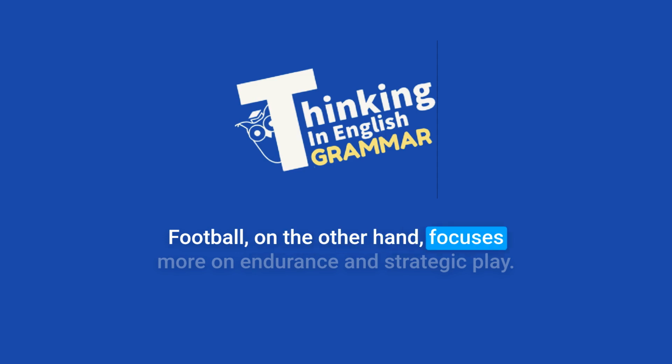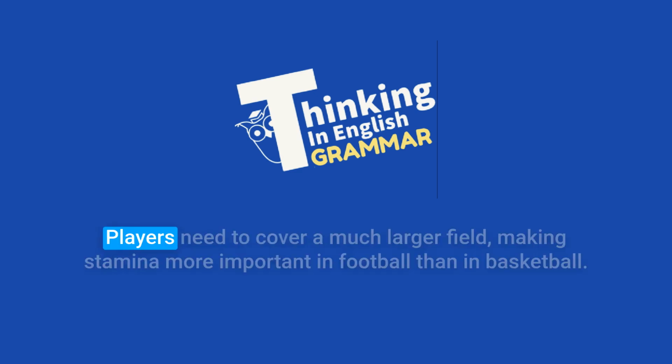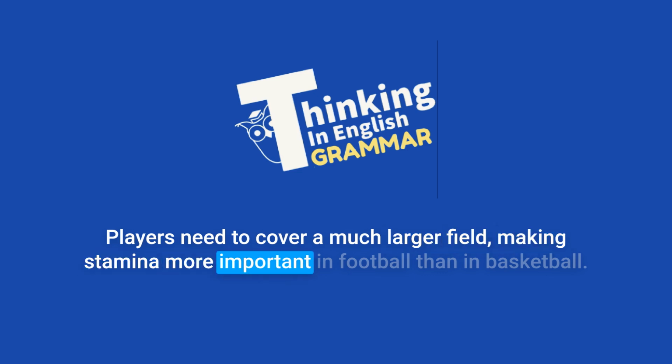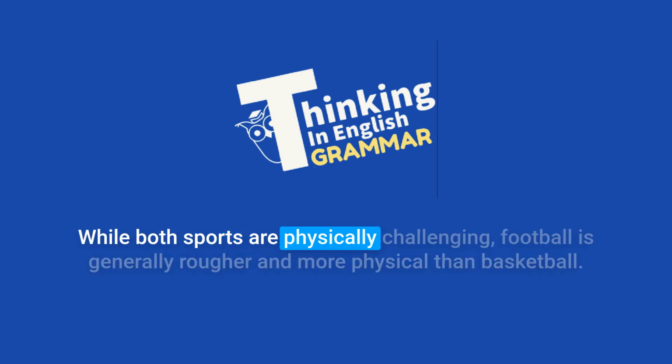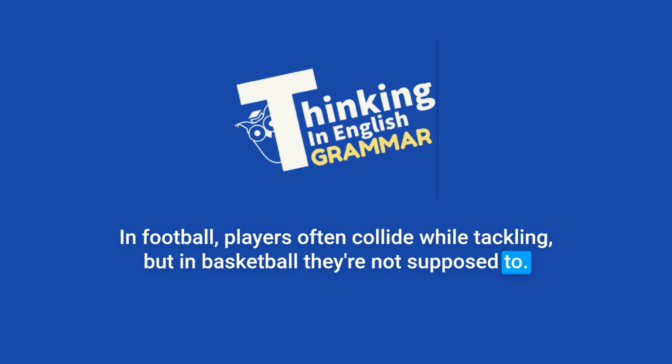Football, on the other hand, focuses more on endurance and strategic play. Football matches last 90 minutes, longer than basketball games, which last around 48 minutes. Players need to cover a much larger field, making stamina more important in football than in basketball. While both sports are physically challenging, football is generally rougher and more physical than basketball. In football, players often collide while tackling, but in basketball they're not supposed to.